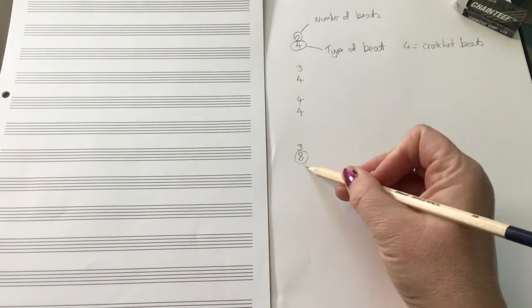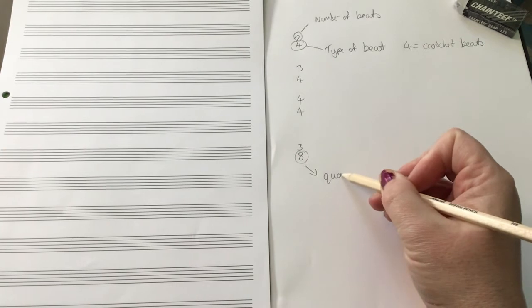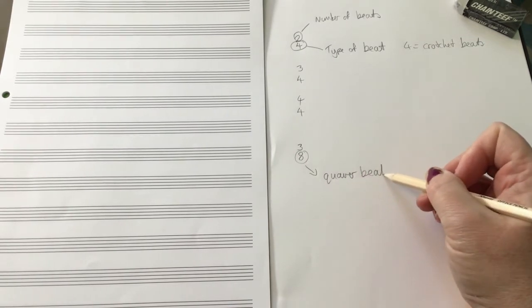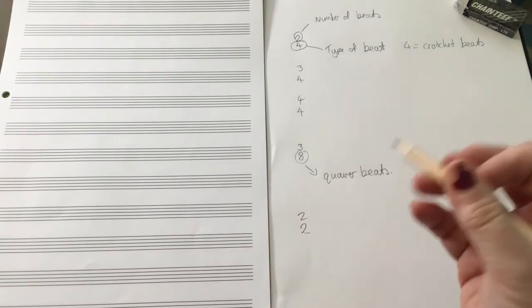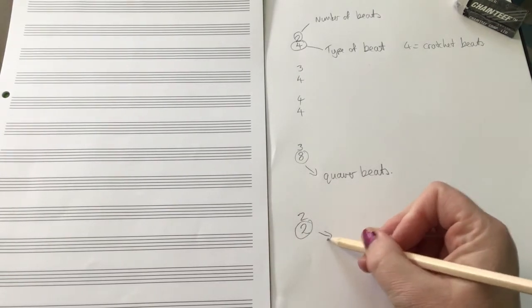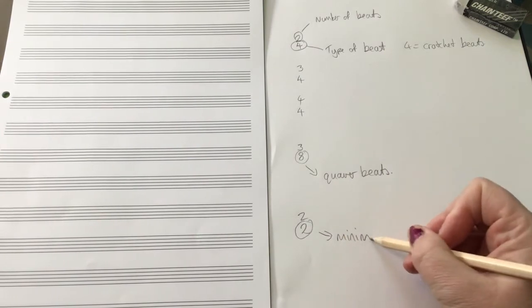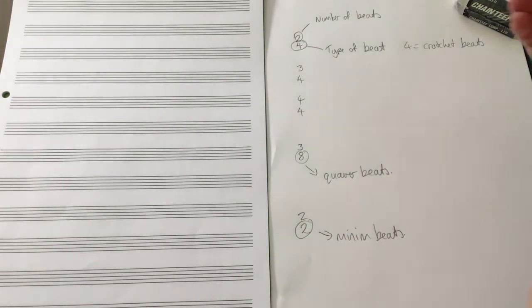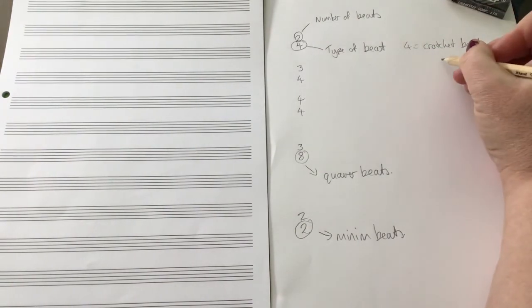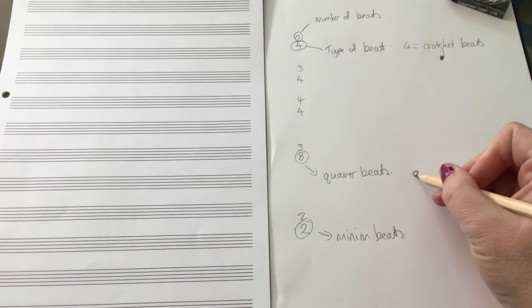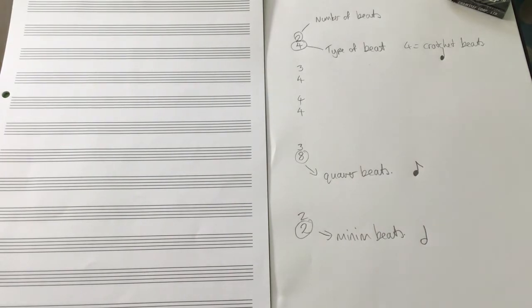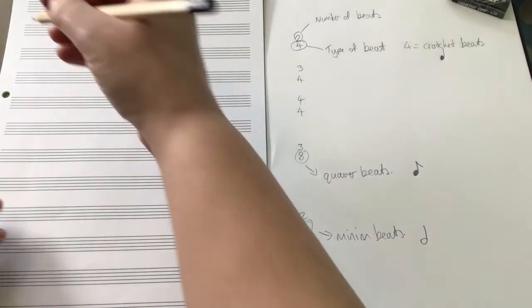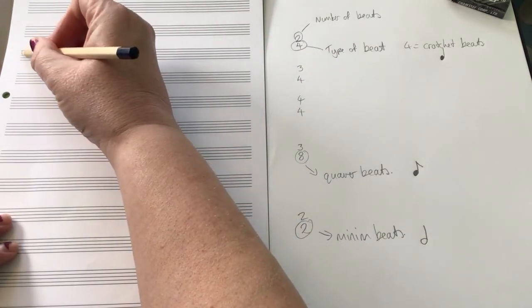Anything with 8 at the bottom, those are quaver beats. If you've got 2-2, that is also a simple time signature. 2 at the bottom is minim beats, so these are longer beats. And I'm just going to draw the notes in there as well, just so we're 100% sure we know what we're dealing with here. Crotchet, quaver, and a minim.